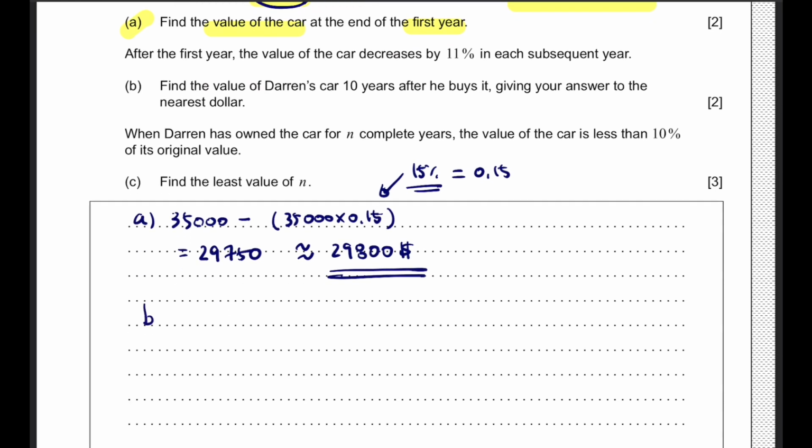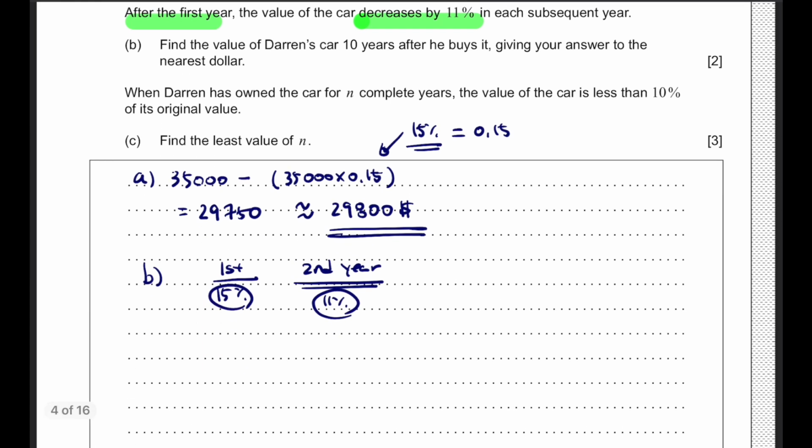Then let's look at question B. So we got a few extra pieces of information, right? After the first year, the value of the car decreases by 11% in each subsequent year. So the first year is 15%, but starting the second year, we know that the price of the car decreases by 11%. So the interest rate is changing, right? For question B, we need to find the value of Darren's car 10 years after he buys it.